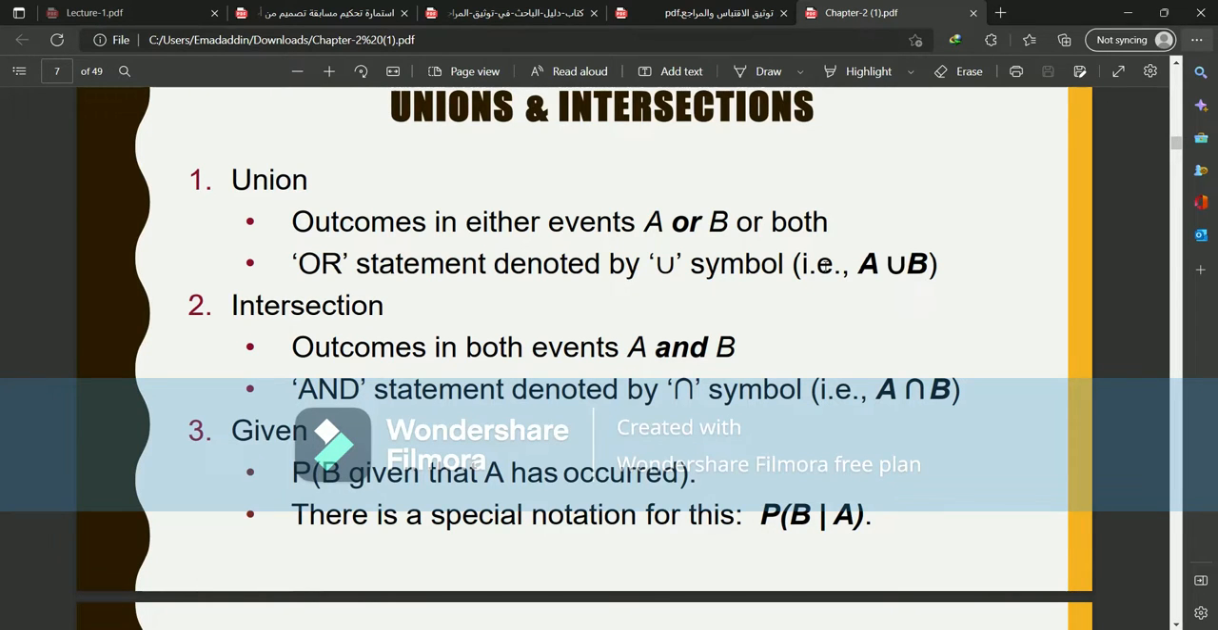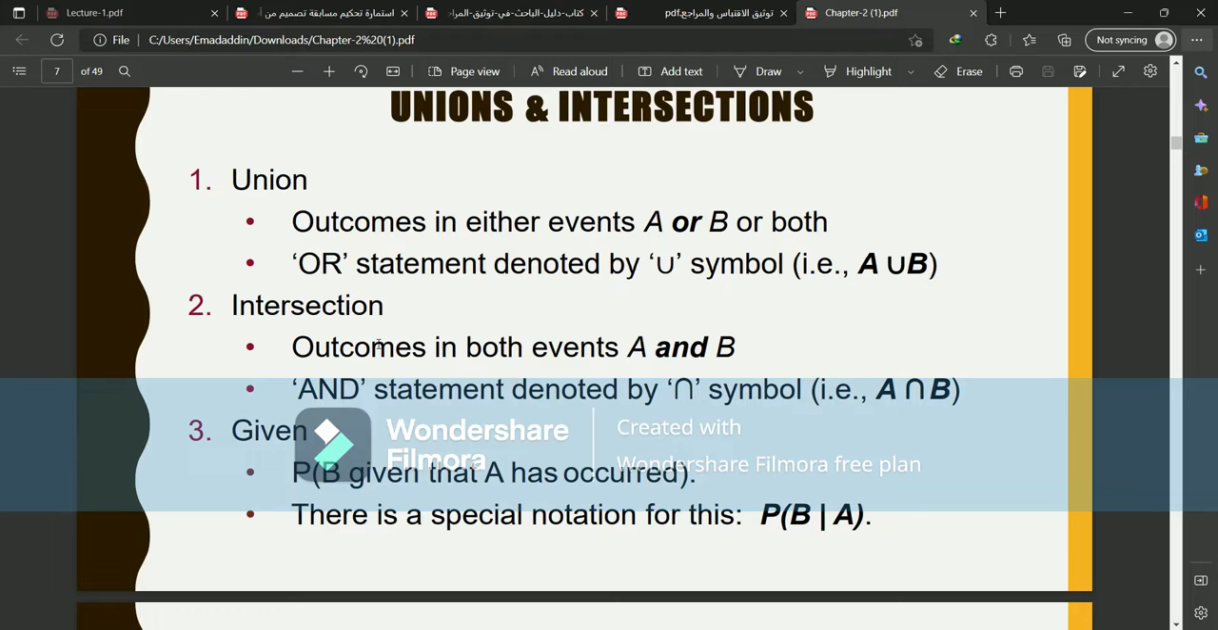Right now we are in unions and intersections. The union has two points. The outcomes are in either event A or B or both, and the statement is denoted by this symbol, the symbol for the union. For example, A union B.